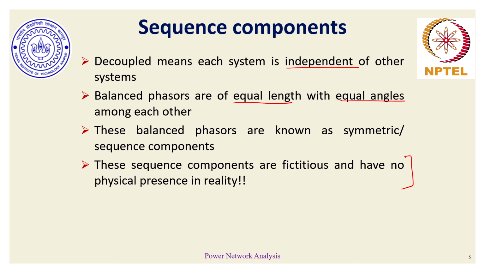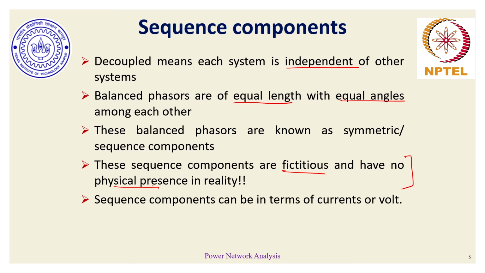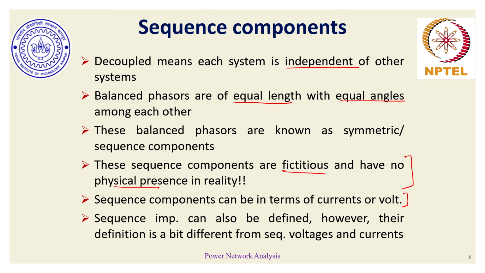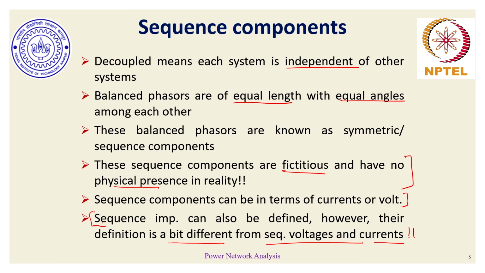So that's what I mean by their fictitiousness and having no physical presence in reality. These components can, as I said, be in terms of currents and voltages, and on similar lines, sequence impedances can also be defined, although the definition of impedances is a little bit different from sequence voltages and currents. So we'll first understand what we mean by these sequence voltages as defined by Fortescue's theorem, and then we will try to see what we mean by the sequence impedances and what the differences are.